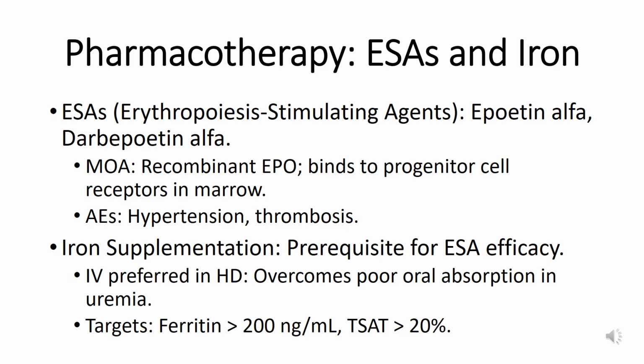One provides the signal for red blood cell production. The other provides the raw material. When both are optimized, anemia improves significantly. Patients experience better energy, improved exercise tolerance, and reduced cardiac strain. This combined approach is a cornerstone of modern renal anemia management.